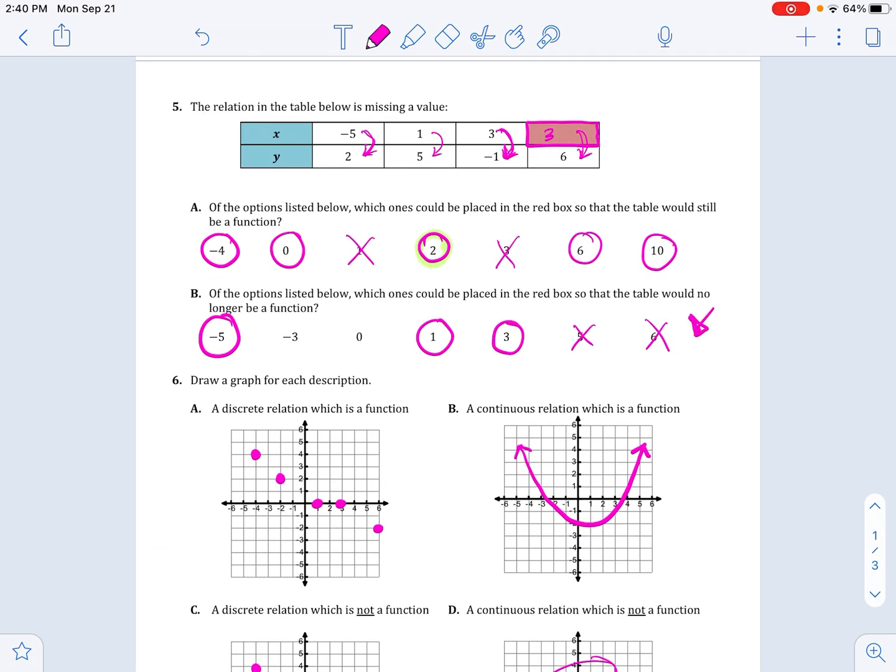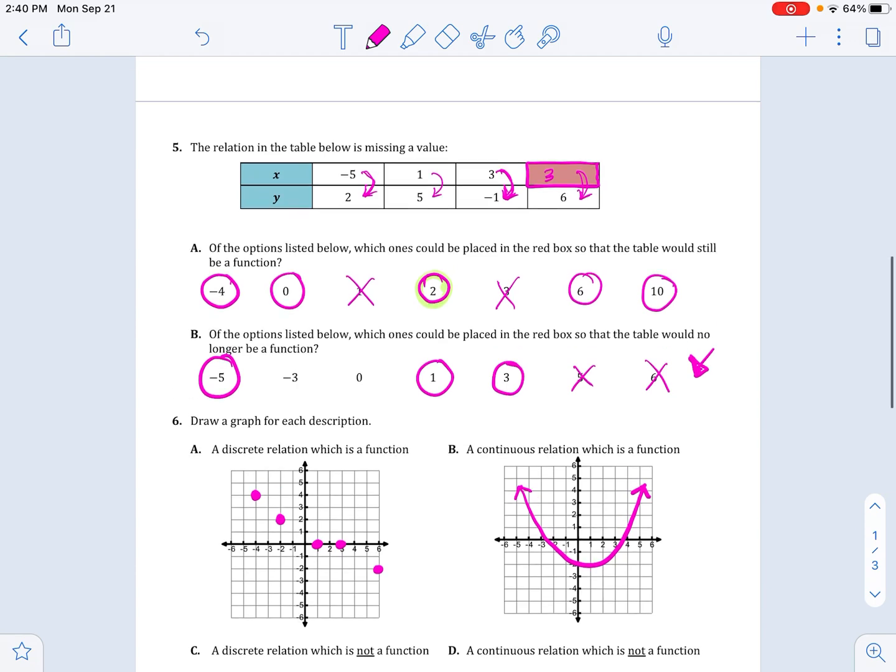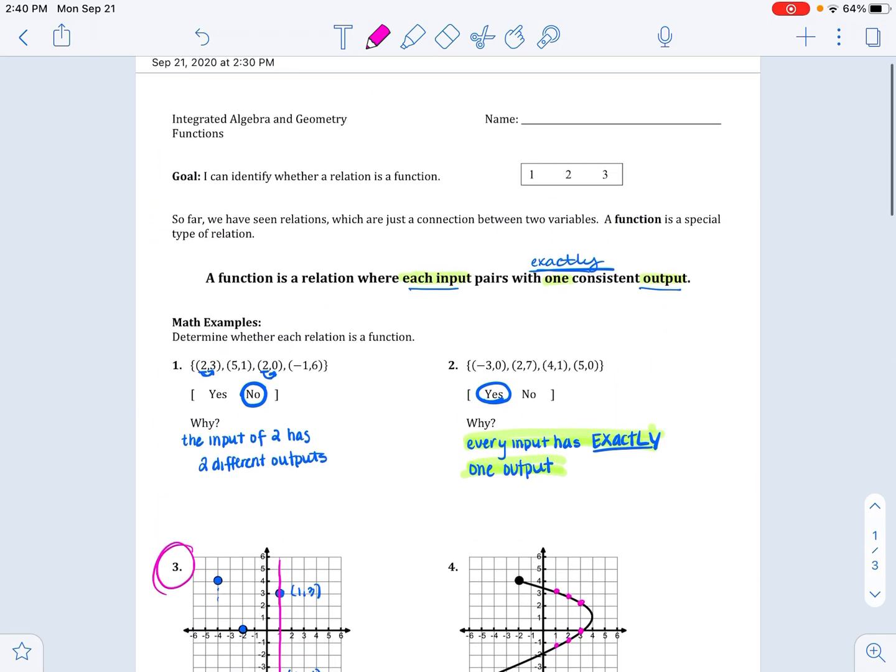Okay, so hopefully I didn't confuse you on this one when I mixed up my directions, but that's our lesson.